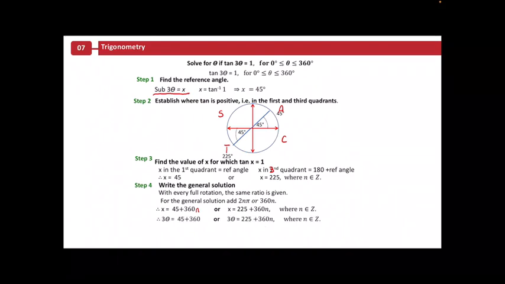This gives us our general solutions as 3 theta equals 45 plus 360 times n, or 3 theta is equal to 225 plus 360 times n. Now, to solve for theta, we have to divide our whole equation by 3. We're left with our general solutions as theta equals 45 over 3 plus 360 over 3 times n, or 225 over 3 plus 360 over 3 times n, where n is just the number of times that we are looping around our circle.